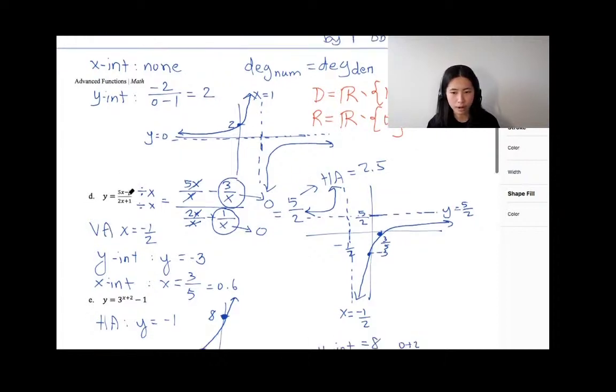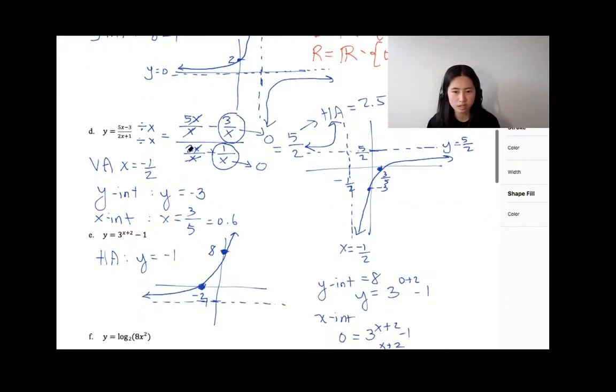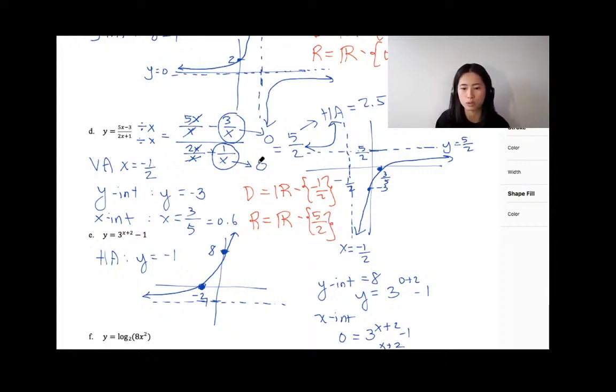Similarly for part D, it's going to be the same thing as this one. However, your 1 and 0 are going to be different. So the domain is all reals except your x, which in this case would be negative 1/2. And then your range is going to be all real numbers except 5/2, because your 5/2 is your y, which is your horizontal asymptote.